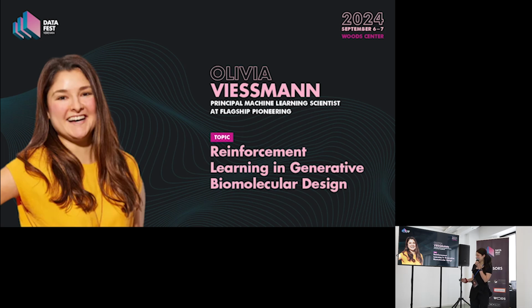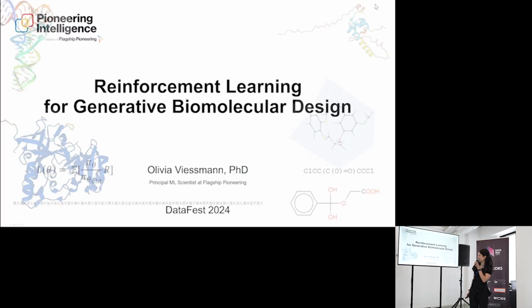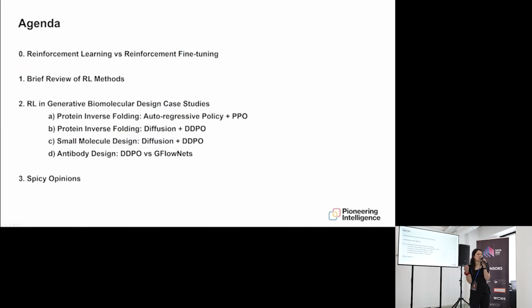Hello everyone, my name is Olivia and I work as a machine learning scientist at Flagship. For those that don't know, Flagship is a venture creation firm based in Boston, and we create startups. The most popular one was the vaccine maker Moderna.